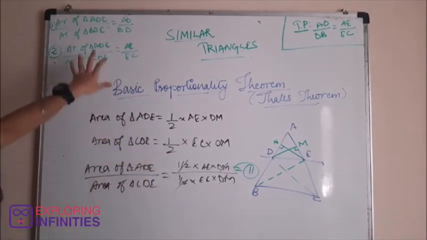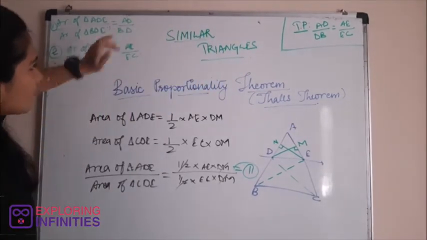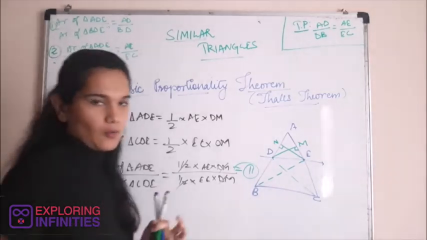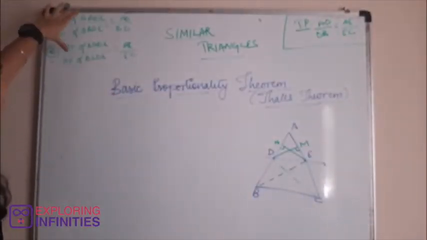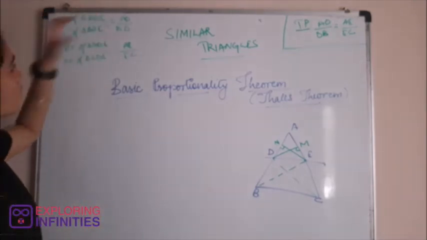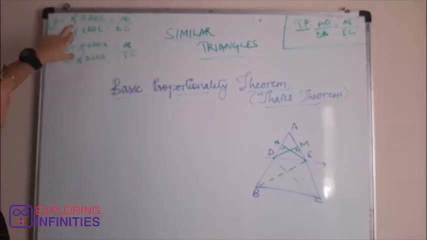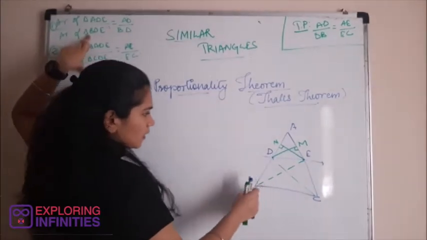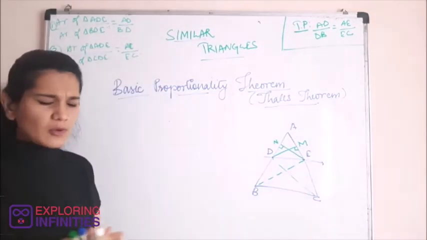Now we have two things. We have AD divided by DB and AE divided by EC. Now the connecting link between these two points, until now what we have with us, is that in the numerator of both the observations we have triangle ADE, which is common. Now if we want to prove 1 and 2 equal, we have to prove that the area of triangle BDE is equal to area of triangle CDE. How would we prove that?